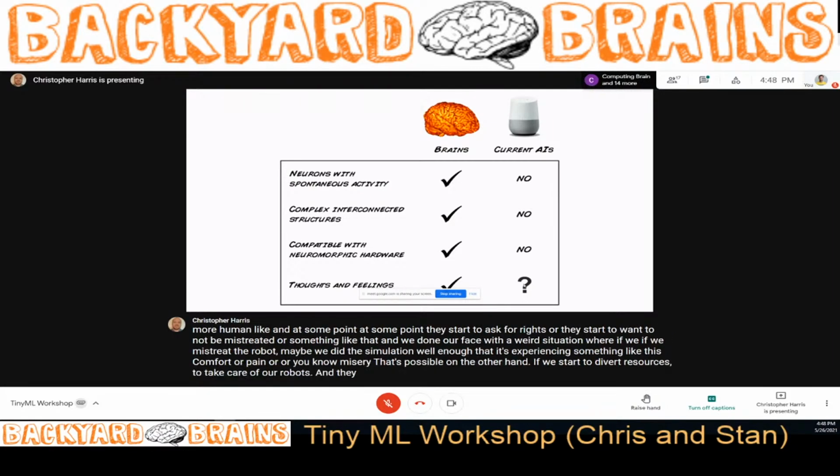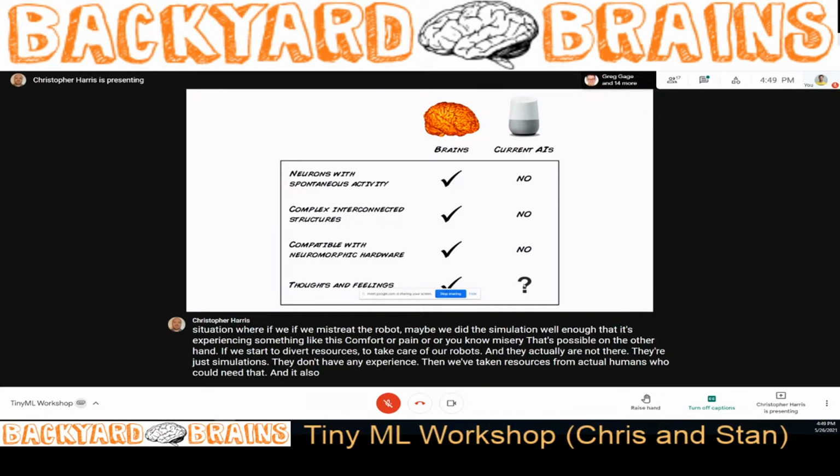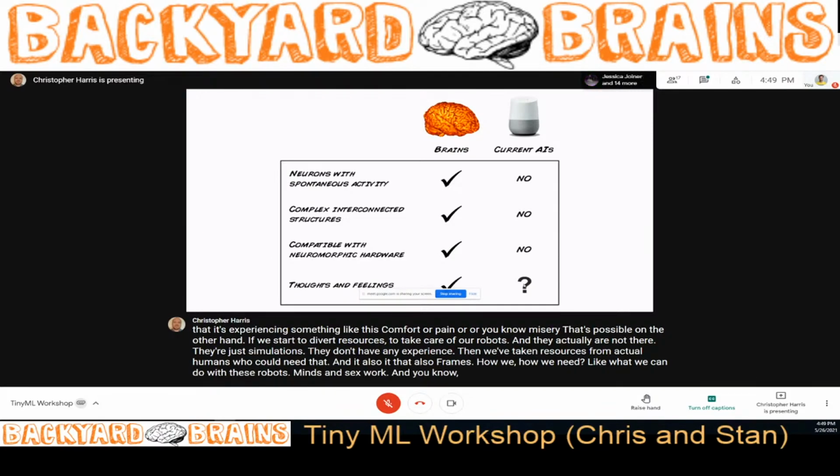On the other hand, if we start to divert resources to take care of our robots, and they actually are not there, they're just simulations, they don't have any experience, then we've taken resources from actual humans who could need that. And that also frames what we can do with these robots, like sex work, and it's unclear what the ethics around this is.